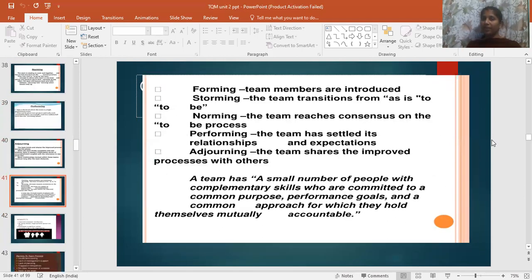So here, in short, we can say: team members are introduced, that is forming. The team transitions from as-is to to-be in the storming stage. In the norming stage, the team reaches consensus on the process. Then in performing, the team has settled its relationships and expectations. And the team sharing the improved process with others is the adjourning stage.